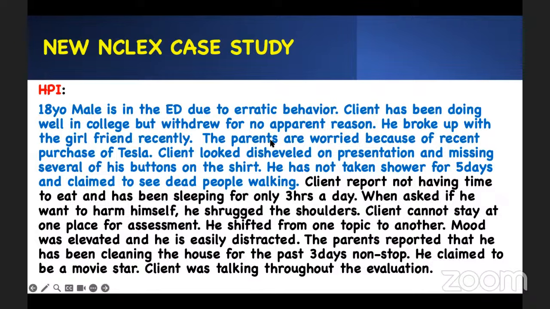Does that have any clue? This is the way they usually ask side questions. It's a little bit confusing. There's a lot of information. You don't know what to pay attention to. Client reports not having time to eat and has been sleeping for only 3 hours a day. When I ask if he wants to harm himself, he shrugged his shoulders. Client cannot stay in one place for assessment. He shifted from one topic to another. Mood was elevated and is easily distracted. The parents reported that he has been cleaning the house for the past 3 days nonstop. He claimed to be a movie star. Client was talking throughout the evaluation.